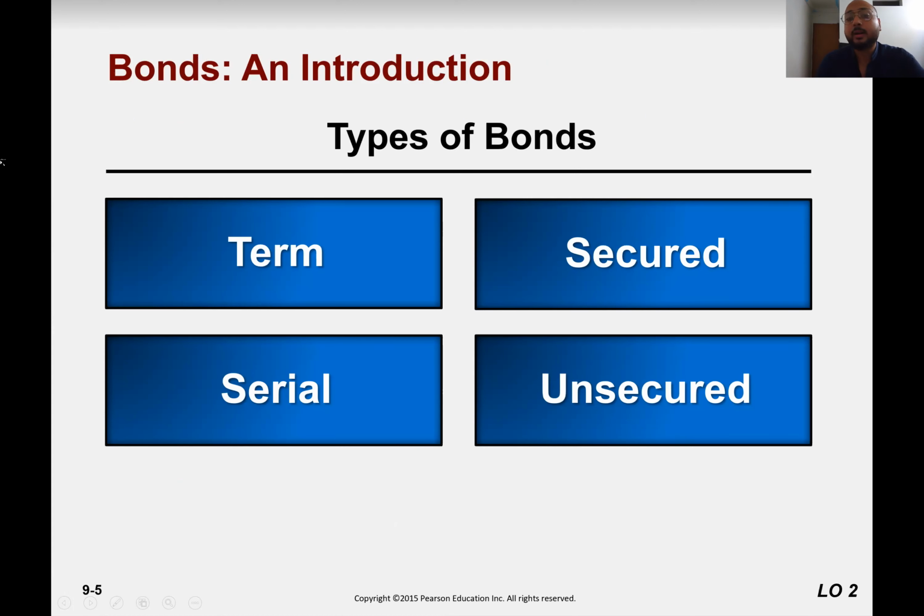Now the types of bond. There are 4 types: term bond, secured bond, serial bond, and unsecured bond. A term bond has terms and conditions: you will be given your money back after 3 years, and interest payment is given quarterly, semi-annually or on an annual basis. A serial bond has some kind of series, for example, you will be given interest plus principal.